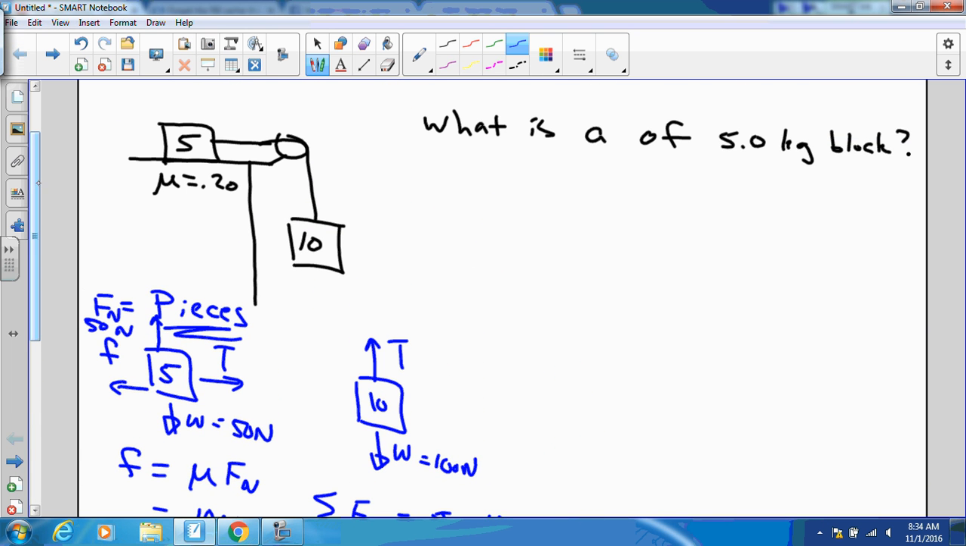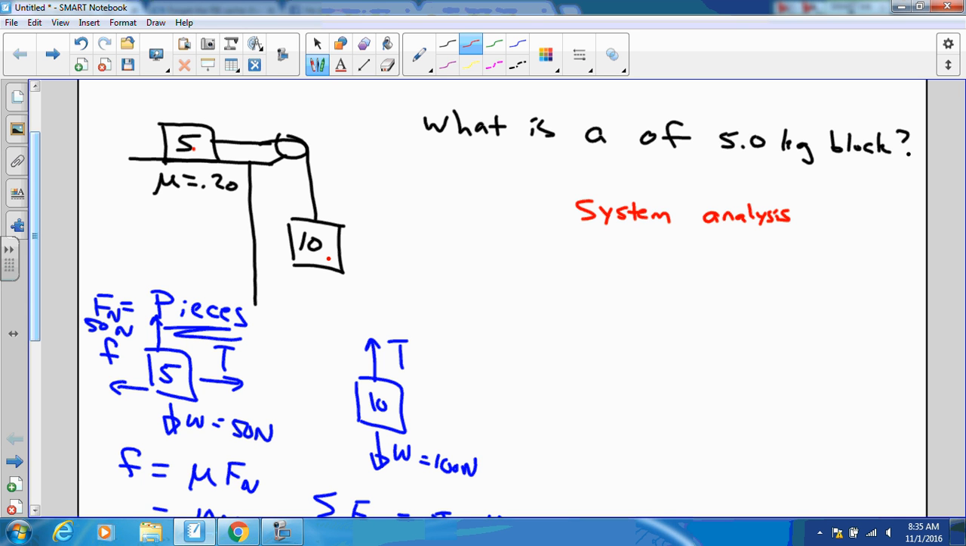But I want to come back and consider a second way of analyzing this that actually uses fewer variables and fewer equations. And that is to take a look at the entire system as a single object. And so we call this system analysis. If I take a system analysis point of view, then the 5 and the 10 together can comprise one single object that is going to be experiencing a number of different forces on it.